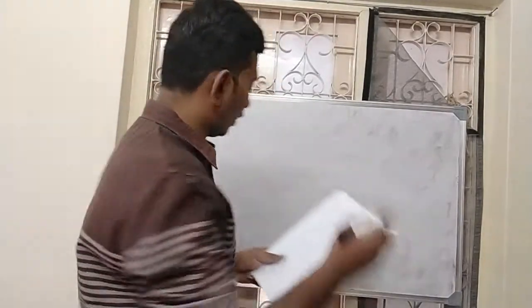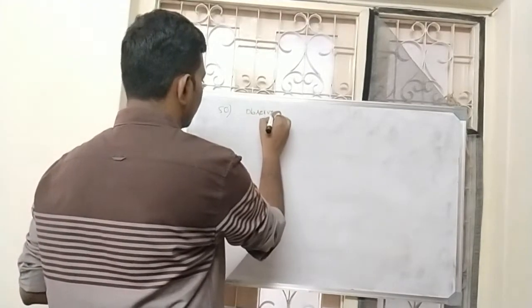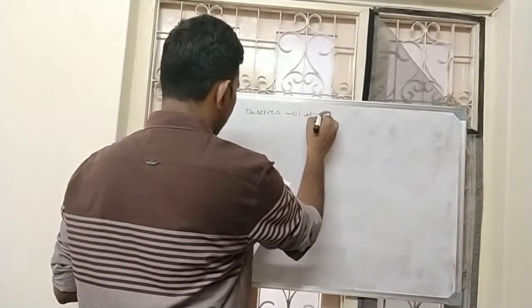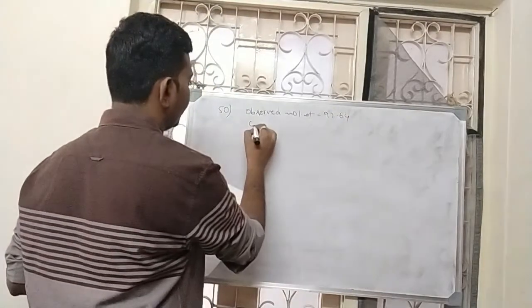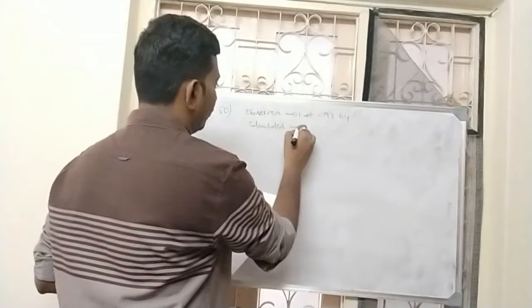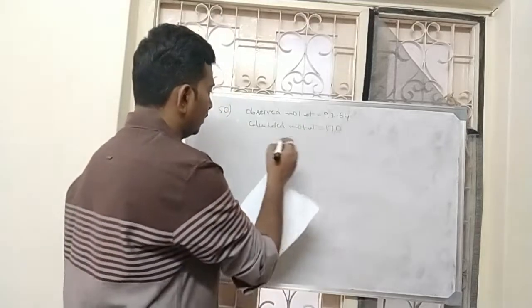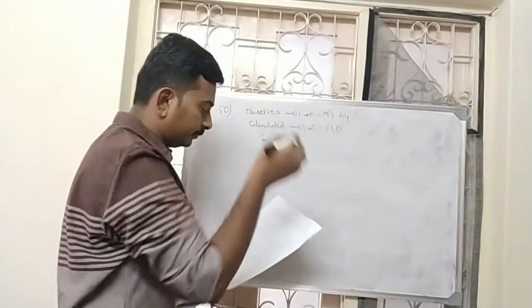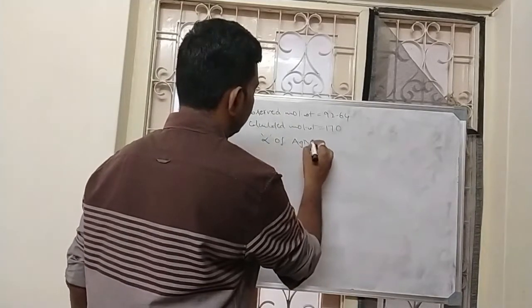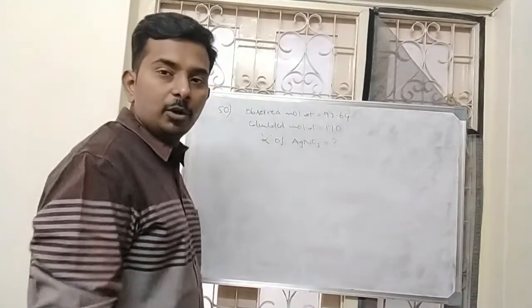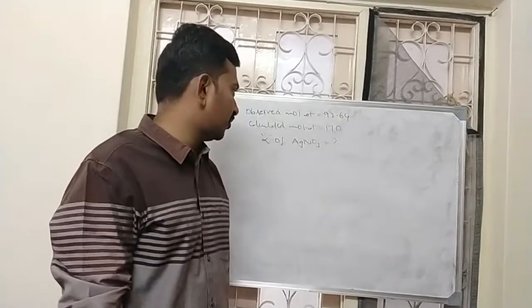The values of observed and calculated molecular weights of silver nitrate are 92.64 and 170 respectively. The degree of dissociation of silver nitrate will be? So the observed molecular weight is 92.64. The calculated molecular weight is 170. They are asking to calculate the degree of dissociation, that is alpha, of silver nitrate. So how much amount of AgNO3 will be dissociated is the question.